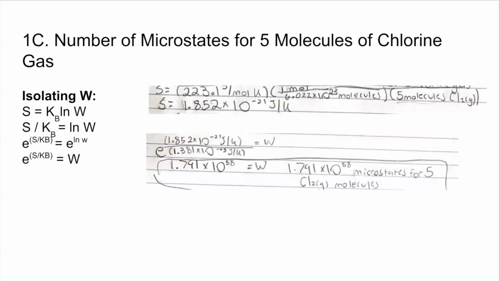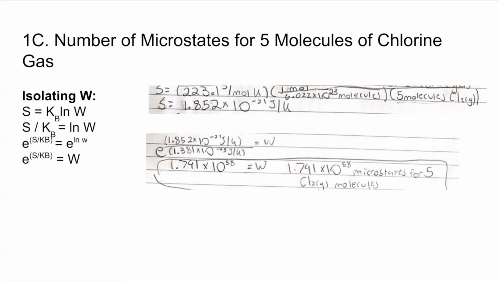For 1C, you follow a similar set of steps. You isolate W again, as shown on the left, and I'll just repeat how to isolate W. Divide S by Kb, and then you do e to the S divided by Kb power is equal to e to the ln W, and then your final equation is W is equal to e raised to the S divided by Kb. We are isolating W because, once again, we are solving for the number of microstates. For problem 1C, we obtain the S value from the back of the textbook as well, which is going to be 22.31 joules per mole Kelvin.